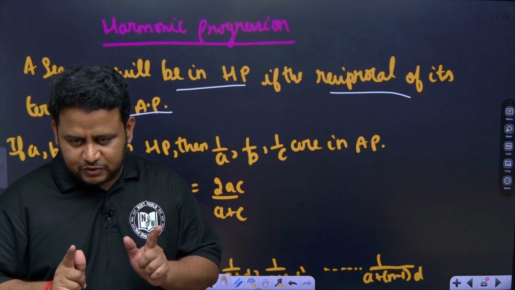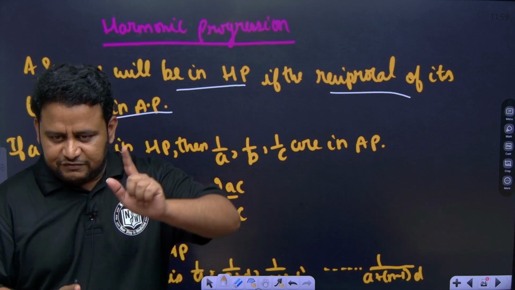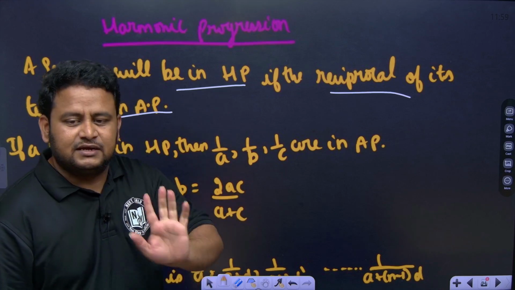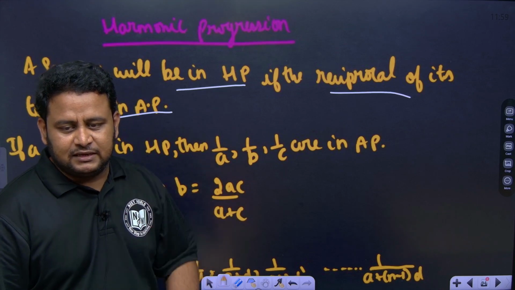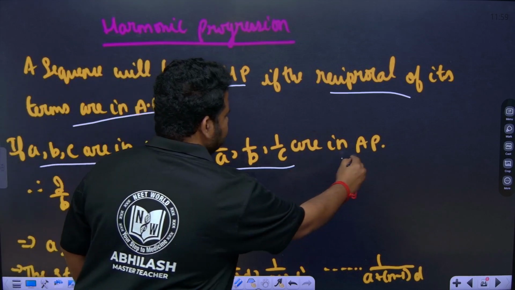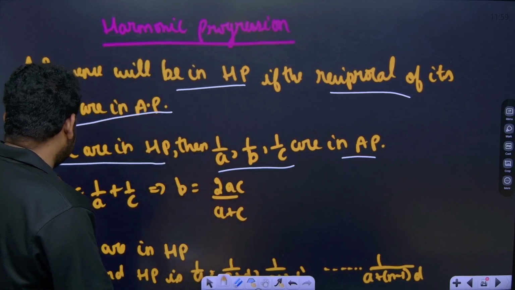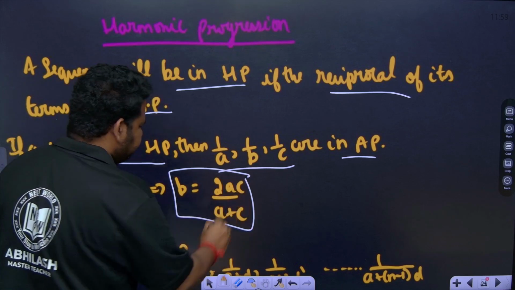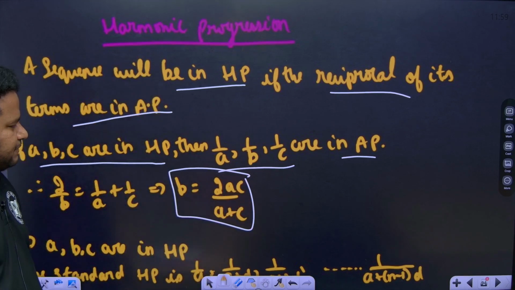Most important thing you have to focus on is AP. If they are in AP, definitely their reciprocals are in HP. If they are in HP, definitely their reciprocals will be in AP, that's it. Now see, if A, B, C are in HP, then you don't have to remember all this, you remember only this much: B is equal to 2 times AC by A plus C.